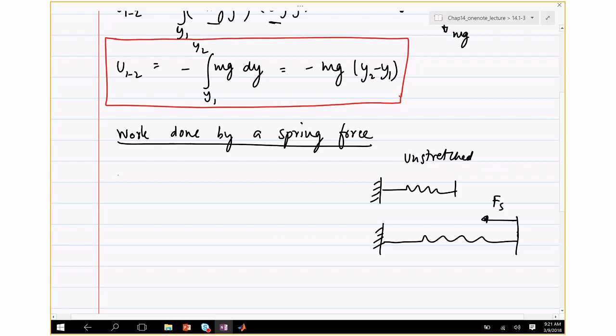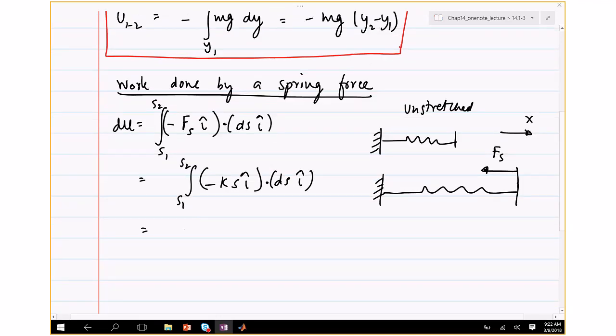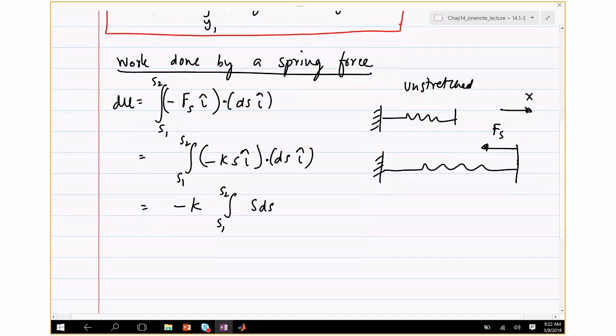So the work done, assuming that the right side is the positive x direction, we would have the integral of Fs i, minus Fs, because they are in the x direction to the left, times ds i. That's because right side is positive. So when you take the dot product and you want to integrate from S1 to S2, I'm just going to substitute the value for Fs. Fs is minus k times S i, dot ds i. So it's minus k integral from S1 to S2 of S ds, and i dot i is 1. So we would have minus half k (S2 square minus S1 square).